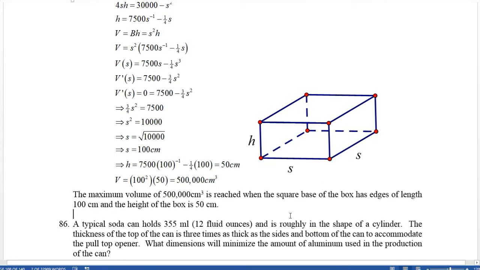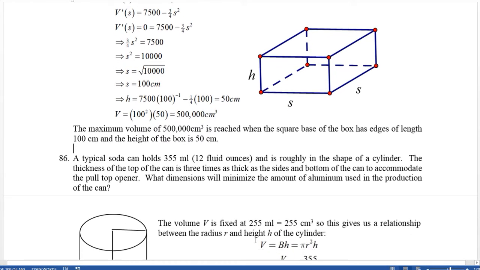All right, here's another one I like to do a lot of times. A typical soda can holds 355 milliliters. That's 12 fluid ounces. And it's roughly in the shape of a cylinder. So let's assume for the moment it's actually a cylinder. And the thickness of the top of the can is 3 times as thick as the sides and the bottom of the can. Why? It's to accommodate the pull top. If the top was as thin as the sides, when you did the pull top, you'd probably rip the can. So what dimensions will minimize the amount of aluminum used in the production of the can?